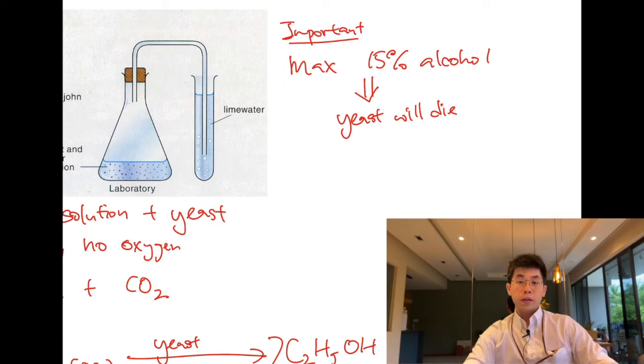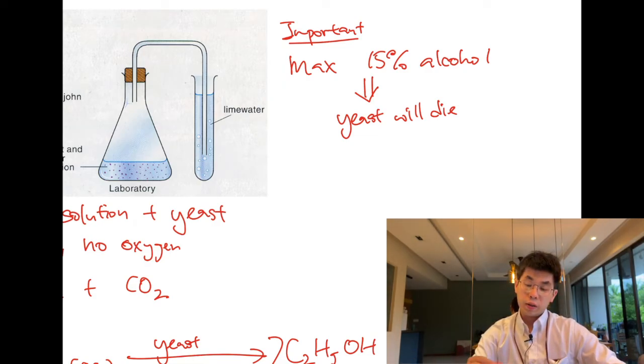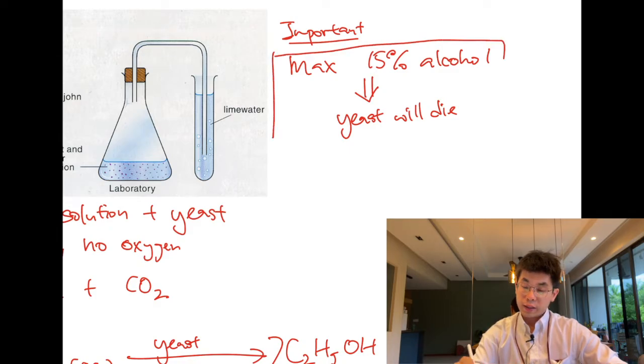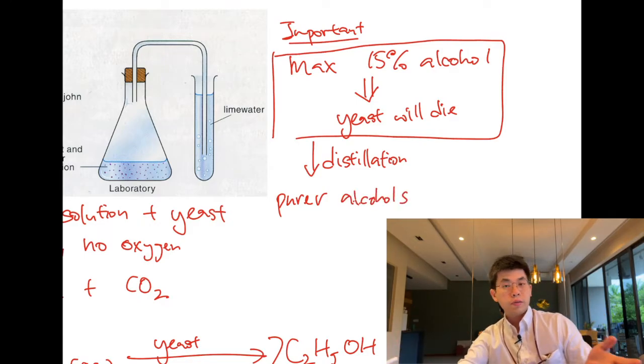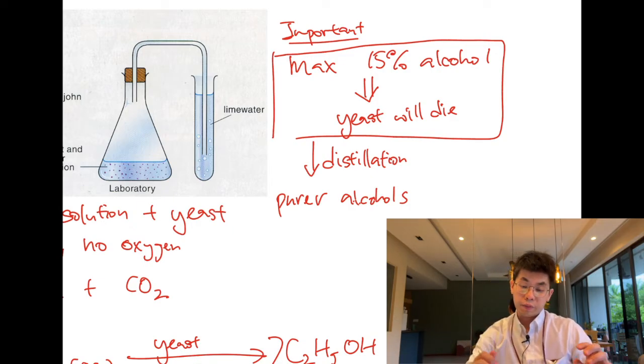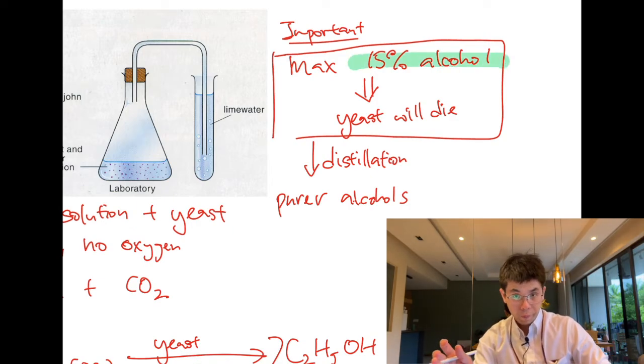So what people who make alcoholic drinks do is they make 15% alcohol. Then they take this mixture and go through distillation, right? They use distillation to get purer alcohols. So your distilled alcohol is made this way. Okay, so this 15% is something that you need to take note of as well.